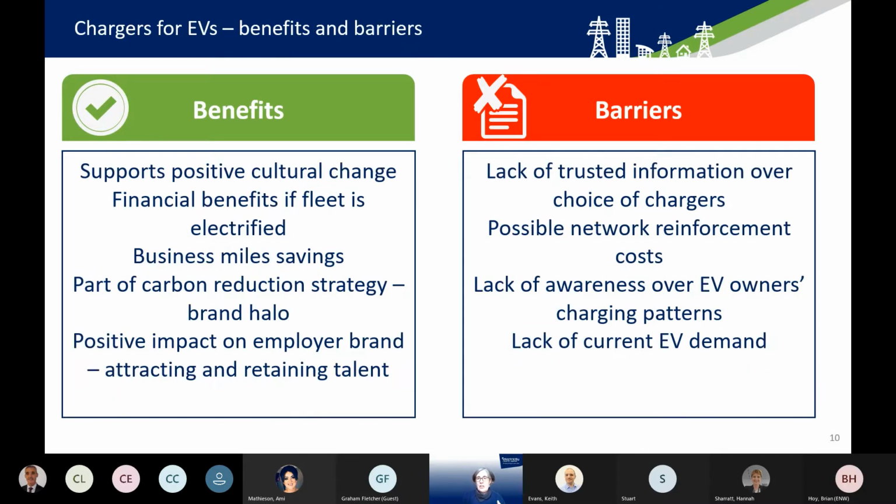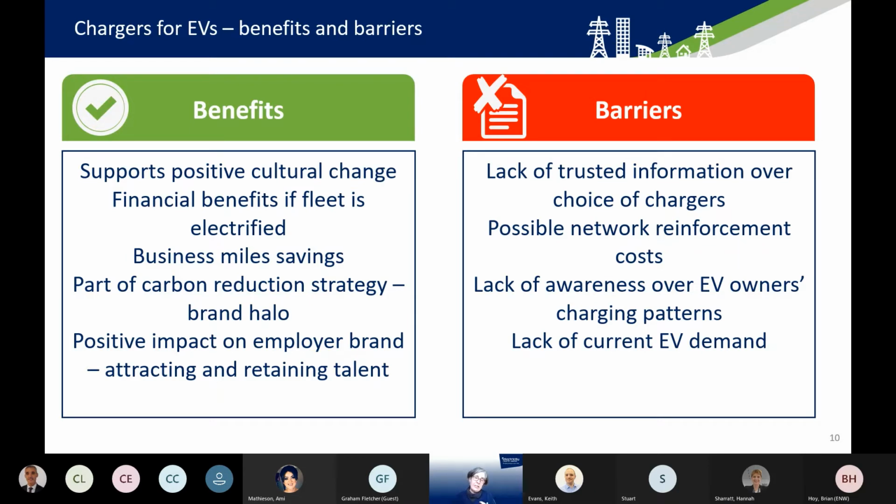And if we move on to the next slide, you can see that the same is true for electric vehicle charging points. Not sure where to go for information, and it might trigger network reinforcement costs. So there's a lack of awareness about how they're going to be used, who wants to use them, how you allocate them to your staff. But those businesses that have done it have found that there are strong benefits. It supports any cultural change you want to make within your business to decarbonise. Once they're installed, it does provide a cheaper form of business mileage, and again has reputational PR benefits.